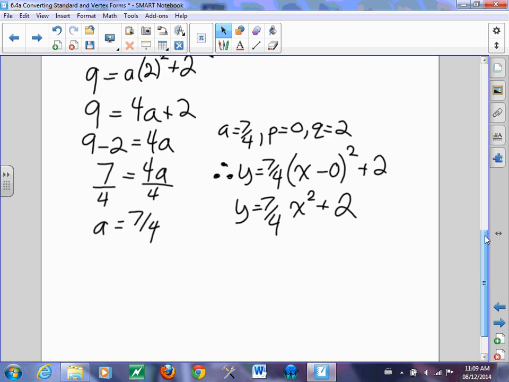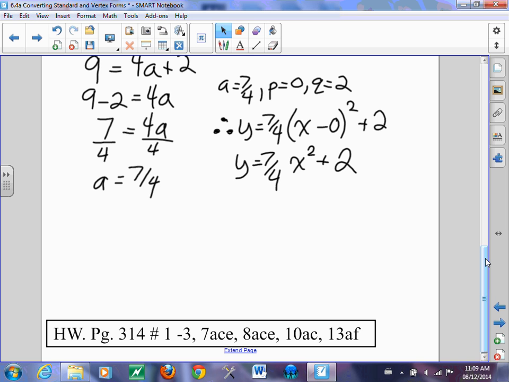All right. And ladies and gentlemen, here's your homework. Page 314, numbers 1 to 3, 7 ACE, 8 ACE, 10 AC, and 13 AF. Please practice the completing the square method, because tomorrow we're going on to 2 other methods, and they are different than the completing the square method. And again, there's a new style of completing the square method where you leave all terms on one side and you leave y on the left side.